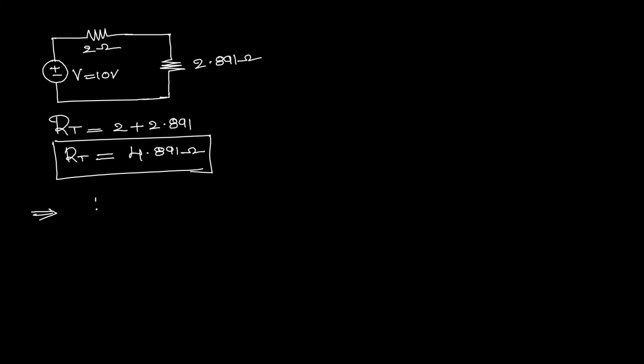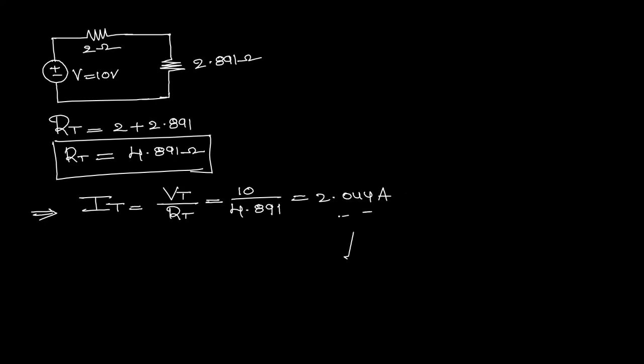Now what is our target? Our target is to find the total current which is flowing. That is, total current is equal to total voltage divided by total resistance, which is the applied voltage 10 divided by 4.891. If you simplify this, 10 divided by 4.891 gives the value 2.044. So this is the value of the total current, 2.044 amperes.